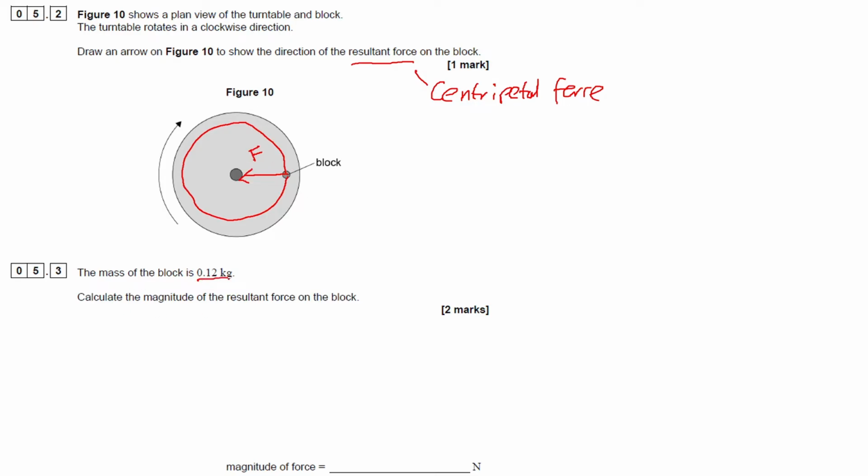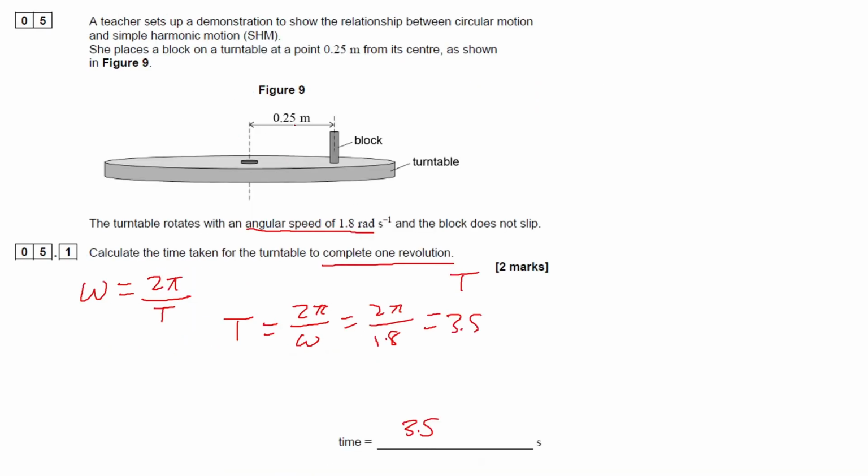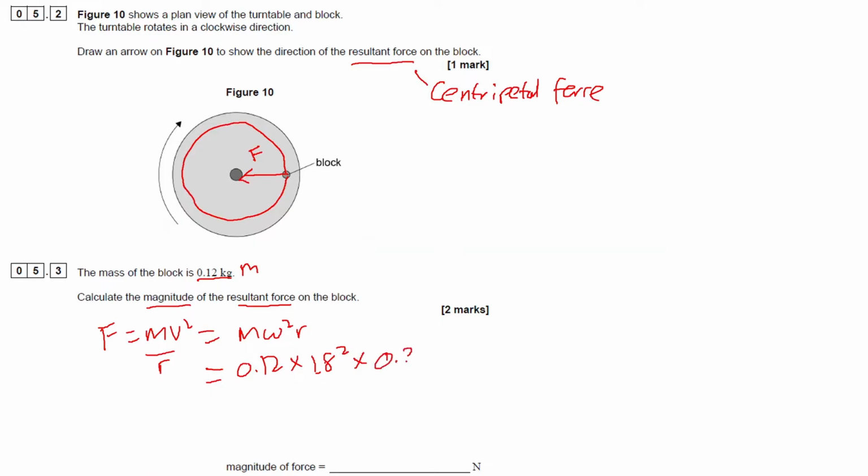The next one, we've been given the mass of the block, and we need to work out the size of the resultant force, which is the centripetal force. So in the formula sheet, we can use mv squared over r, or I'll use m omega squared r because we were given the angular speed in the previous question. So that's 0.12 times 1.8 squared times the radius, which they told us in the previous part of the diagram is 0.25 meters. So when you do that, you get a centripetal force of 0.0997.